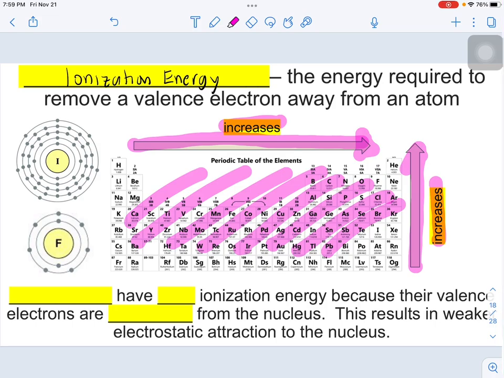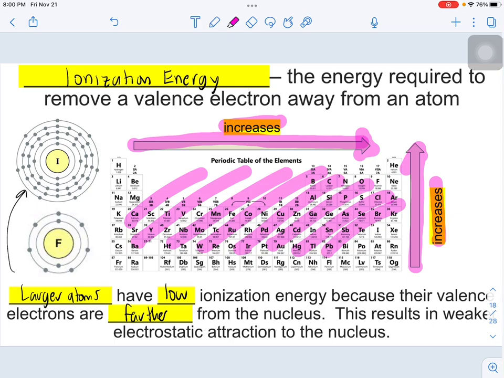Let's take a look at 2 atoms. On the left-hand side, we have iodine and we have fluorine. Now, which one of these atoms has a higher ionization energy? Do you think it'd be iodine or you think it'd be fluorine? Well, let's go ahead and answer the bottom segment. We will say that larger atoms, such as iodine, have low ionization energy because their valence electrons are farther from the nucleus.